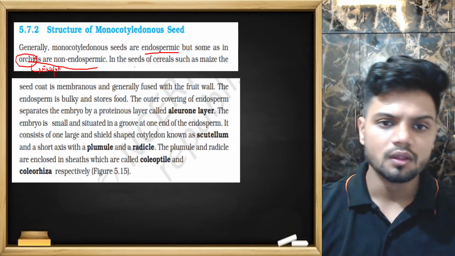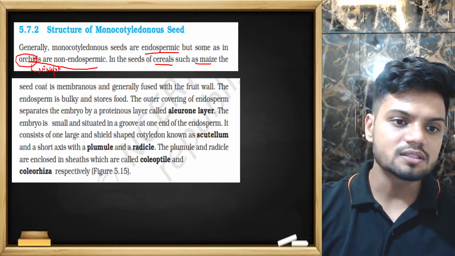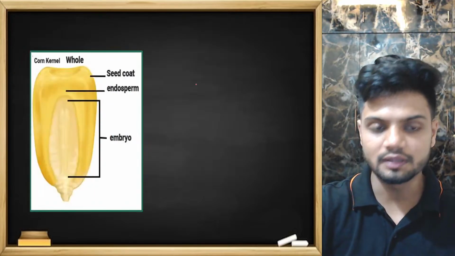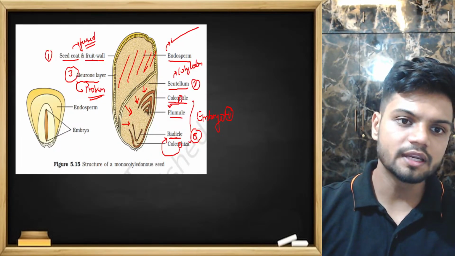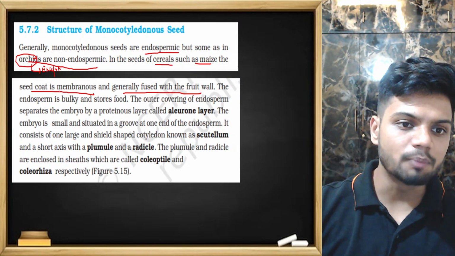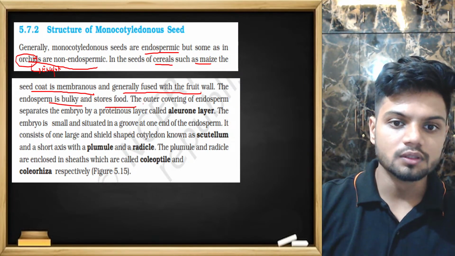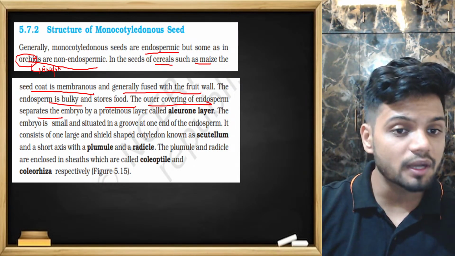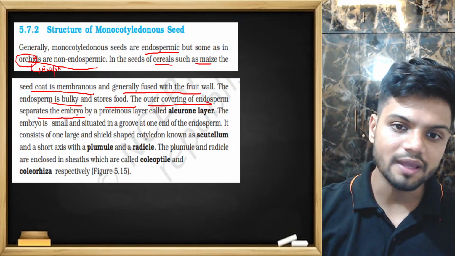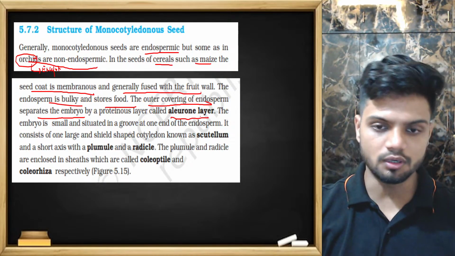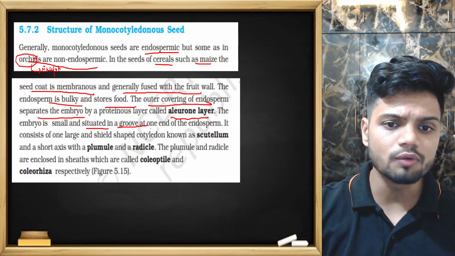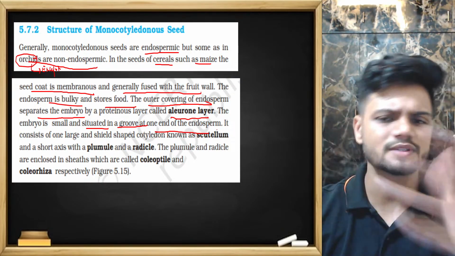In monocot seeds such as maize, the seed coat is membranous and generally fused with the fruit wall. That is the first point: seed coat and fruit wall are fused together. The endosperm is bulky and stores food. The outer covering of the endosperm separates it from the embryo, because of the aleurone layer. The embryo is small and situated in a groove at one end of the endosperm, so it is pushed towards one side.